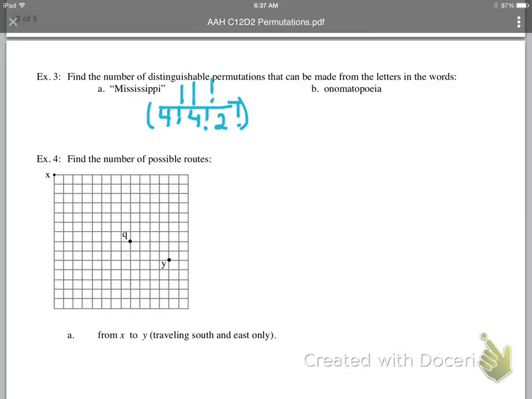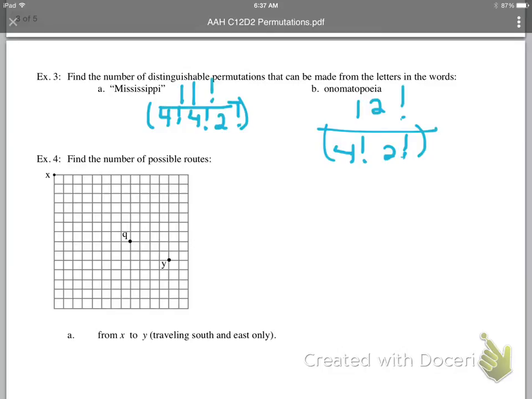And now for onomatopoeia, there are actually 12 letters. And then the repeats: I have 4 O's and I have 2 A's. Again, if you're going to use your calculator, and you are allowed to use your calculator, you would do 12 factorial divided by parentheses, 4 factorial times 2 factorial. Please make sure you show all your work, because what I'm looking for is the setup.